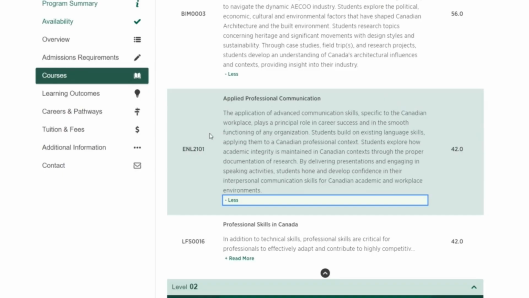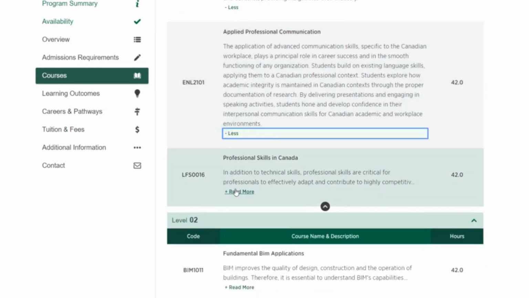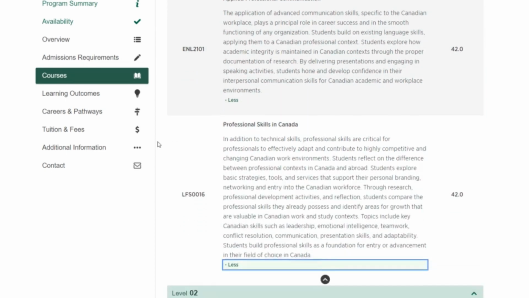Going ahead, we have applied professional communication and professional skills in Canada. These two topics are very important, especially for people who are not experienced back in India. You will be learning a lot about professional conduct over here, how to deal with people, what people expect, what employers expect over here. So this is not very important, but this is something that will give you an overview of how things are here in Canada. So this is all in your first semester.